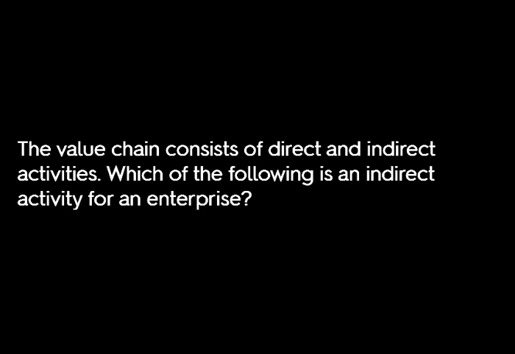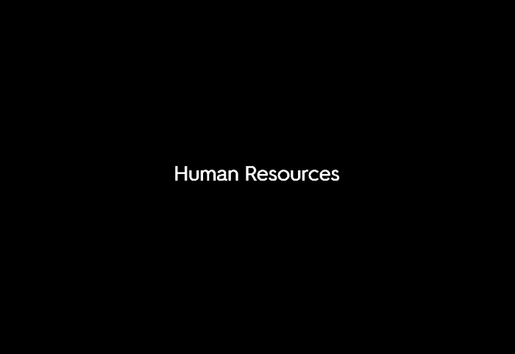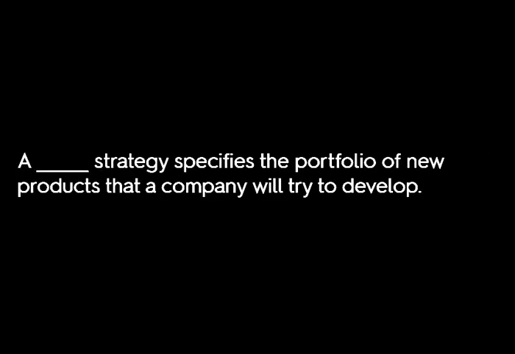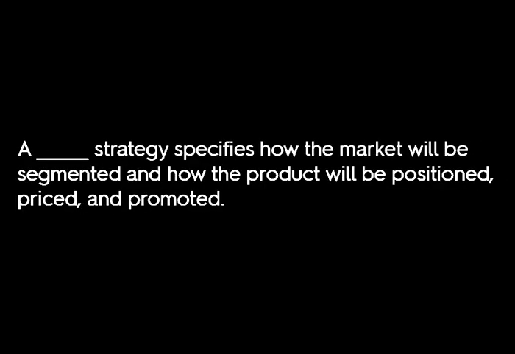The value chain consists of direct and indirect activities. Which of the following is an indirect activity for an enterprise? Human resources. A blank strategy specifies the portfolio of new products that a company will try to develop. Product development. A blank strategy specifies how the market will be segmented and how the product will be positioned, priced, and promoted. Marketing and sales.